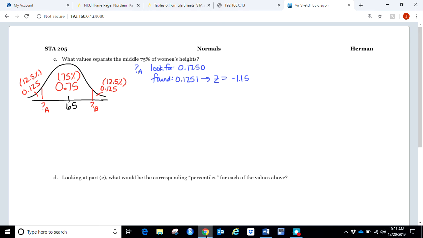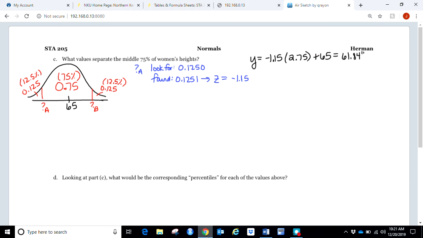So then I can do the math for this value. My z is negative 1.15. My standard deviation is still 2.75. My mean is still 65 inches. And so I get 61.84 inches. So now I have one of the values done.